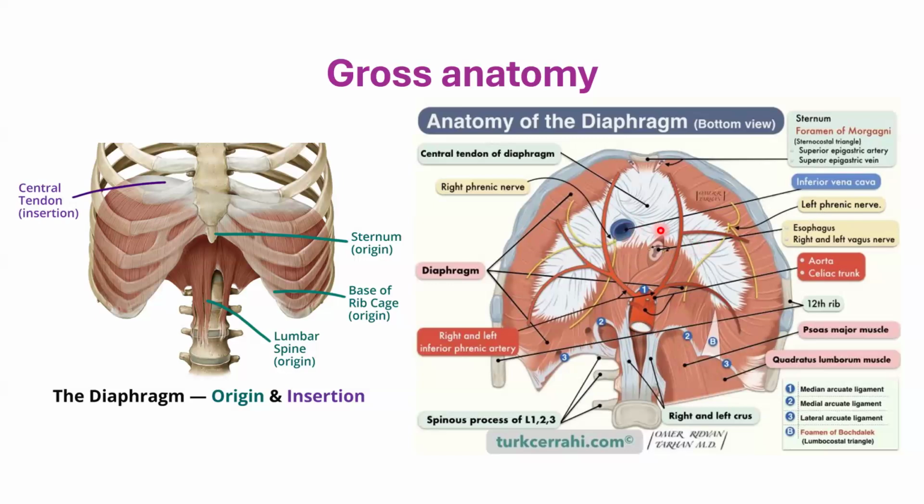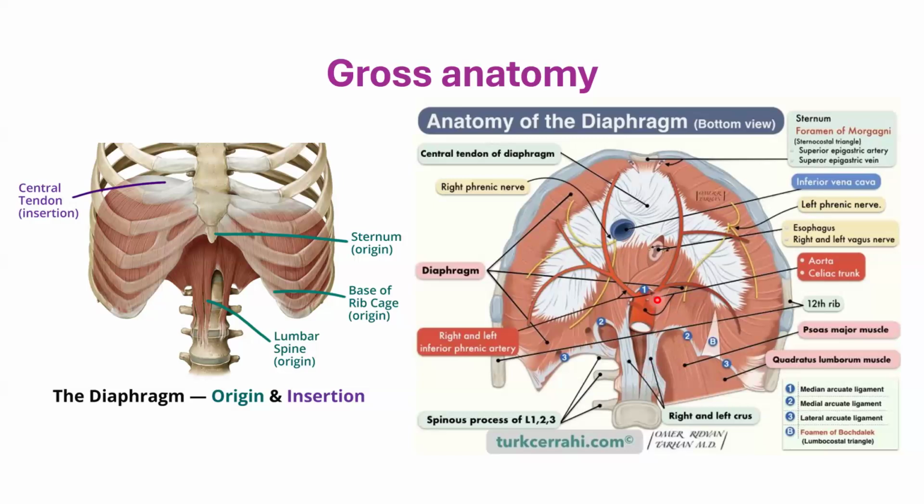The esophageal opening will have branches of the right and the left vagus nerves, or the anterior and the posterior vagal trunks, some lymphatics, and also the esophagus itself. Then for the aortic opening, you'll have the aorta itself, the thoracic duct, and the azygos vein found there.